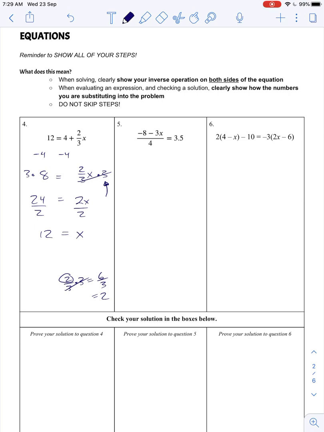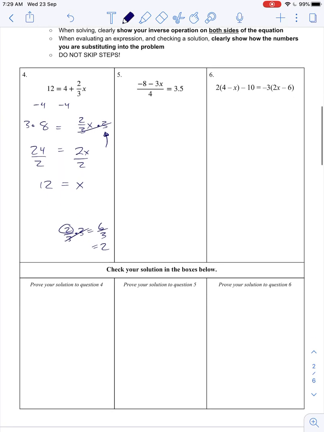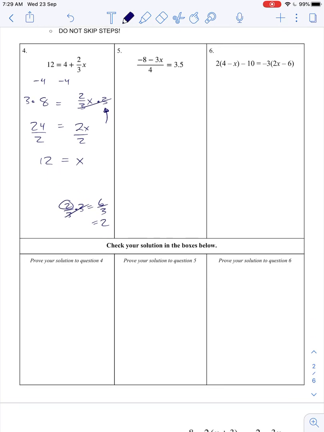So that's the answer. Here is x equal to 12. Then you have to go through and prove it. So when you're proving it, you want to take this original equation up here at the top, and I'm going to rewrite it. So 12 equals 4 plus 2 over 3. But instead of using x, I'm going to plug in what I just got for my answer. So that's going to be 12.